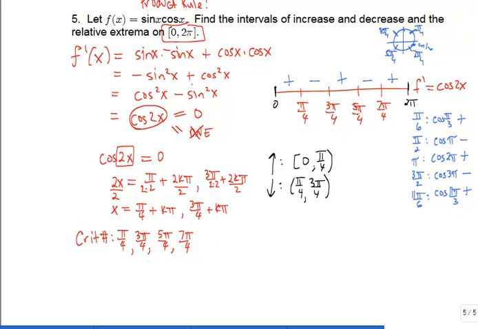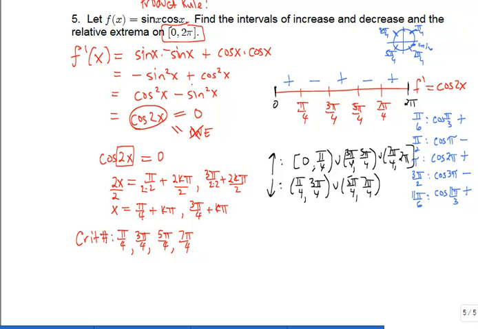Then between 3 pi over 4 and 5 pi over 4, I'm back to increasing. And then after 5 pi over 4, I'm back to decreasing. And then after 7 pi over 4 up to 2 pi, I'm increasing. So those are my intervals of increase and decrease.